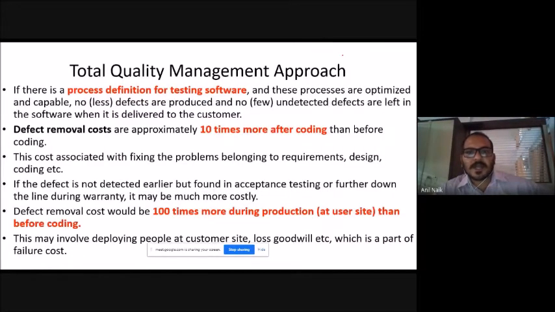Total quality management approach. In the total quality management approach, if there is a process definition, a standard process to test the software, and these processes are optimized and capable, no defects are produced, and no undetected defects are left in the software when it is delivered to the customer. So this is one more approach, the quality management approach.